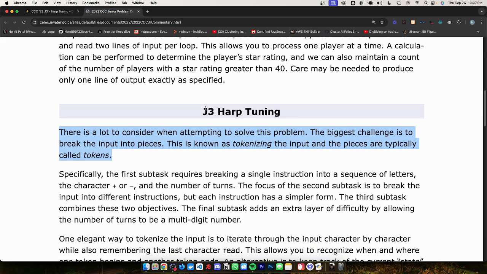If we look here in J3 Harp Tuning, it says there is a lot to consider when attempting to solve this problem. The biggest challenge is to break the input into pieces. This is known as tokenizing or tokenization. The input and the pieces are typically called tokens. So, what does this mean? You might be a little bit confused.